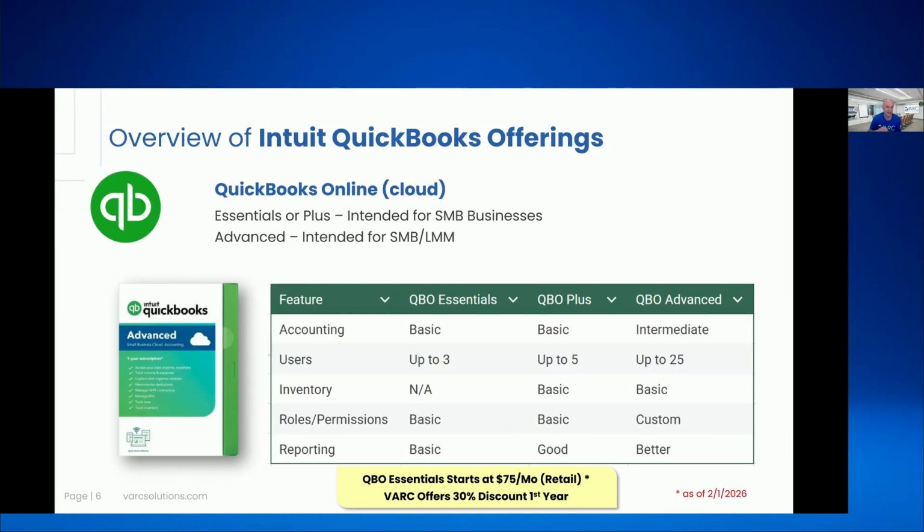In terms of basic pricing, obviously it goes up from this, but if you just wanted QuickBooks Online Essentials, that starts out at $75 a month, and that's the retail price. One of the benefits of working with a company like VARC Solutions is we do get discounts. And so we can actually give you a 30% discount for the entire first year. That's better than you can get if you were to call up Intuit and try to buy it yourself directly, or if you went to QuickBooks.com, same thing. We're going to save you money compared to what you would pay if you bought it yourself through Intuit. We are an Intuit reseller, and that's one of the benefits of going through us. So that's the starting point.